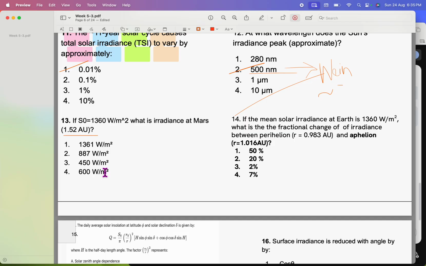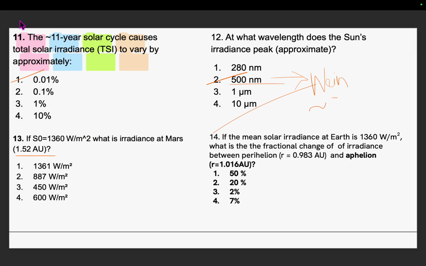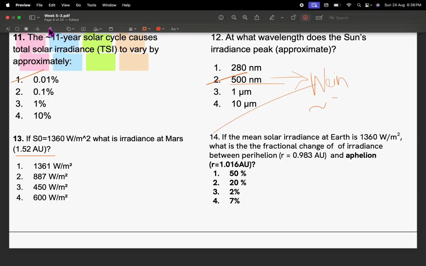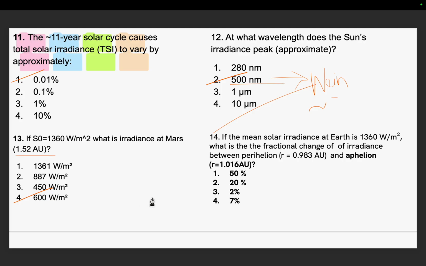Sometimes in such questions the exact values are not given. In that case, in the MCQ you have to choose the closest value. This is around 600 watt per meter squared, considering the irradiance at Mars at a distance of 1.52 AU.